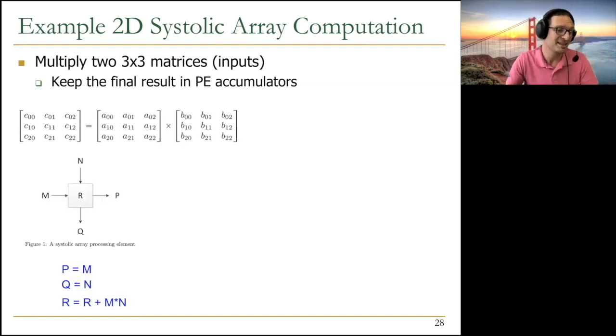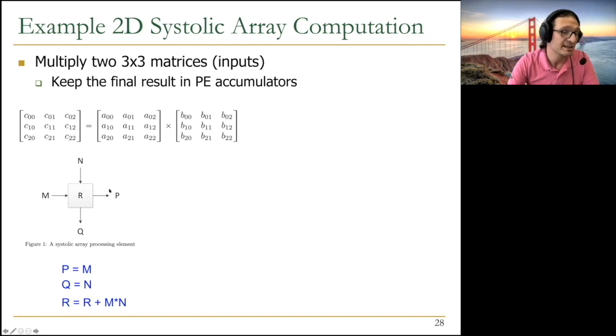And this is the basic processing element that I'm going to give you. Actually, in your homework, you're going to reverse engineer this and try to figure out how to do it. But basically, let's say this is the processing element. R is the accumulator. Inputs are N and M. Outputs are Q and P. And it's two-dimensional, as you can see, because we're going to communicate with all of our neighbors.